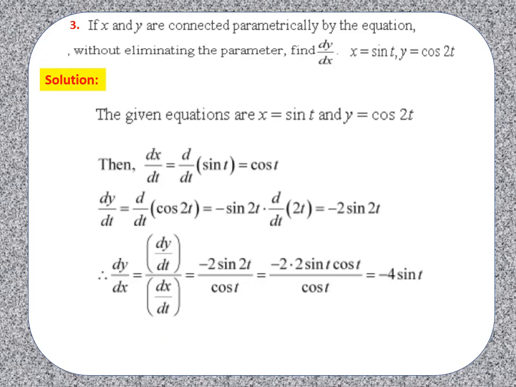Next is question number 3. Now we have x equals sin t and y equals cos 2t, and we have to find dy/dx. Simply find dx/dt and dy/dt. So dx/dt: differentiating sin t, we get cos t, and dy/dt: differentiating cos 2t, we get minus 2 sin 2t. Clear? Apply the chain rule, don't forget. So simply putting dy/dx equals (dy/dt) upon (dx/dt), and putting the values of dy/dt and dx/dt, simplify and you will get minus 4 sin t. Clear?